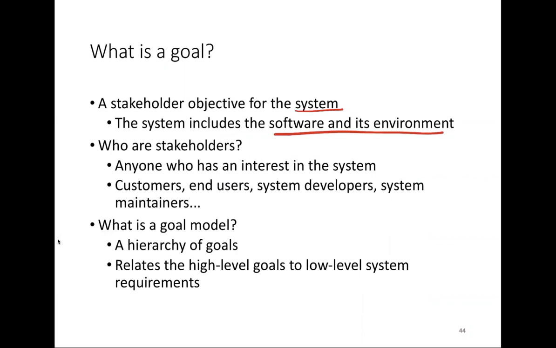We talked before about stakeholders. That will be any person, any individual who has an interest in the system, including customers, end users, system developers, system maintenance, and so on. Now, what is a goal model? So we first have to identify a goal, which in our case will be a requirement.